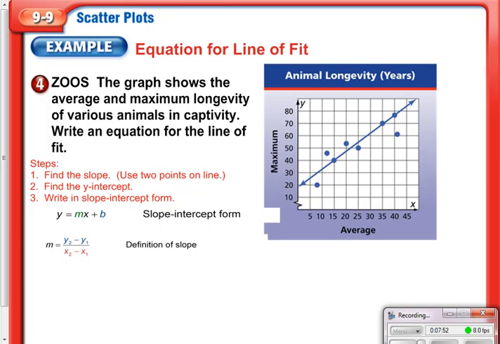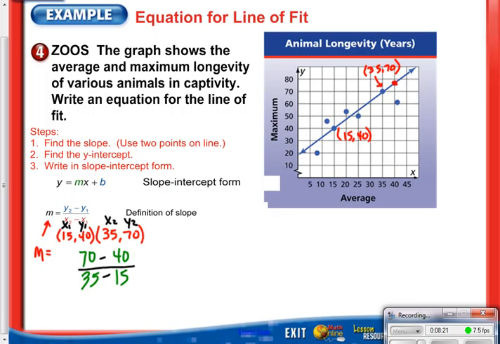So find 2 points that we know exactly what they are. Here would be a good one. This point right here would be 15 and 40. Another point on that line that I know exactly what it is. I can use this point, but I don't know exactly what it is. So I would prefer to use this because I know exactly what that is. That is 35 and 70. So we'll use those 2 points and find the slope.